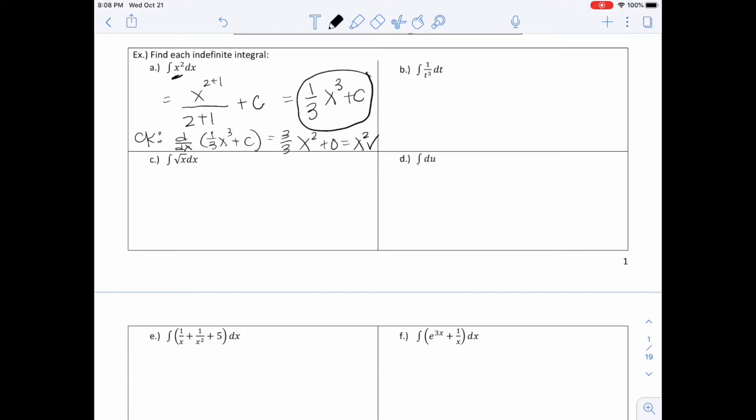Part B says the integral of 1 over t cubed dt.